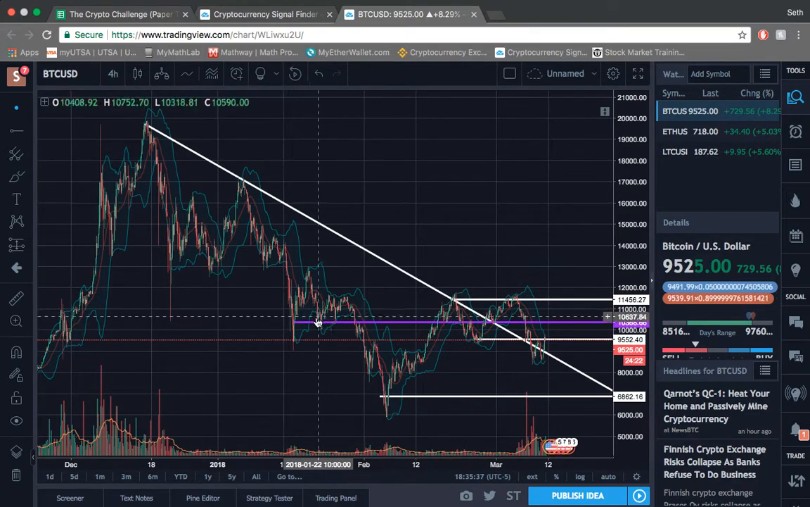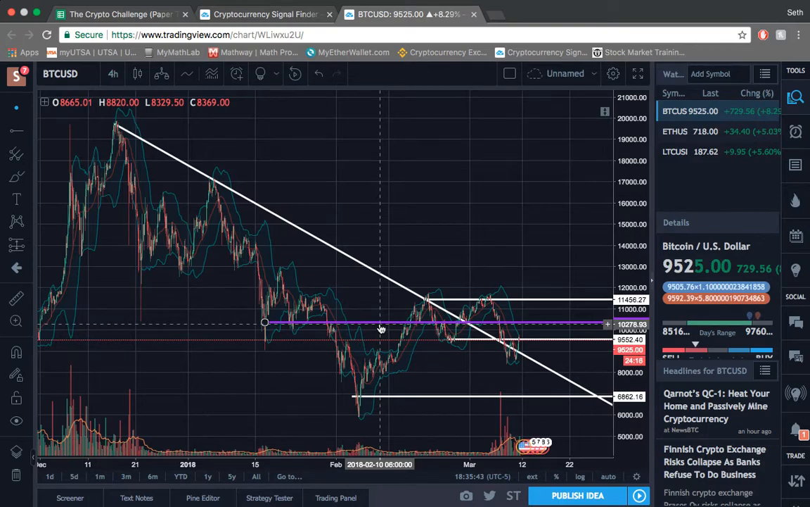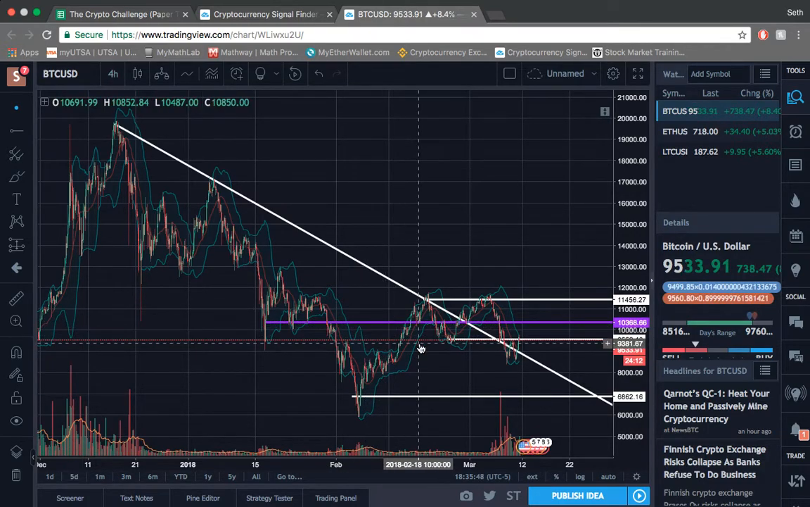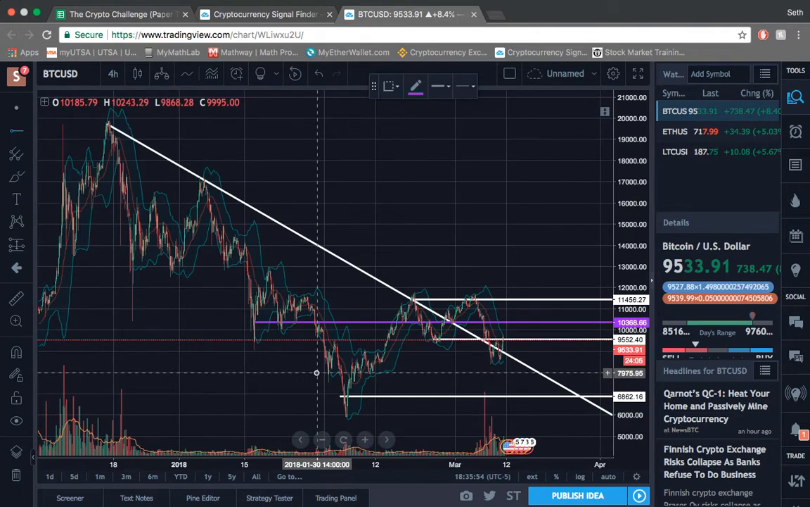And so that's 4 touches. Then we have another one right here, 5 touches of this, so that validates it as a resistance slash support line. So that is one of the lines we'll use on the 4-hour chart. Right here, this looks like it could be a good one.